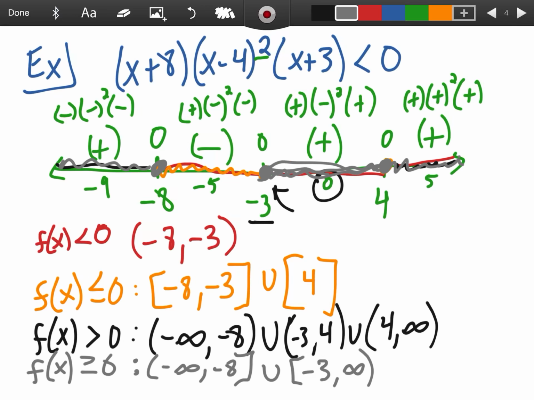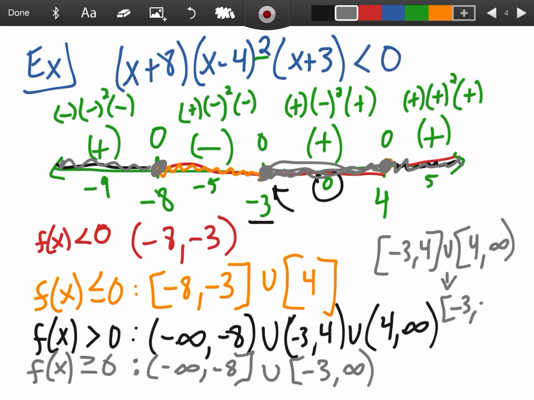So in this situation, I can now write it as just -3 to infinity because I'm going to include everything from that interval -3 to 4. And then I'm including 4 and going on all the way to infinity. So I can just smush those two together, right? It doesn't make sense to break it up and write it as -3 to 4 and 4 to infinity if I'm including the 4. So I can just smash that together, make it -3 to infinity.